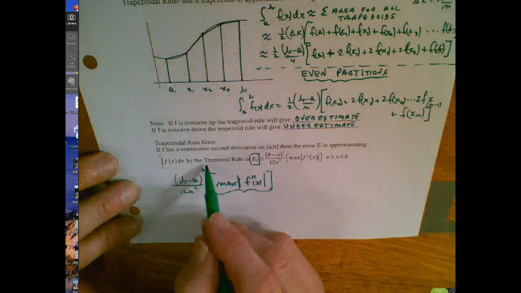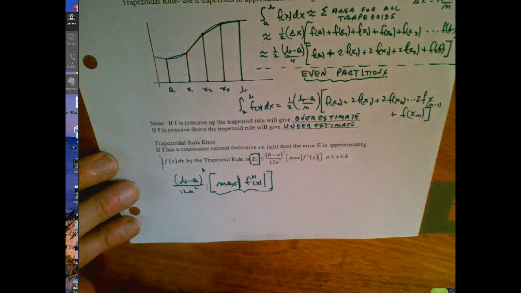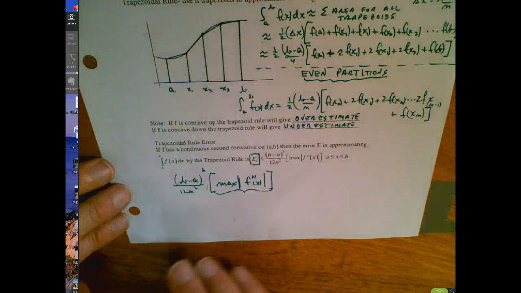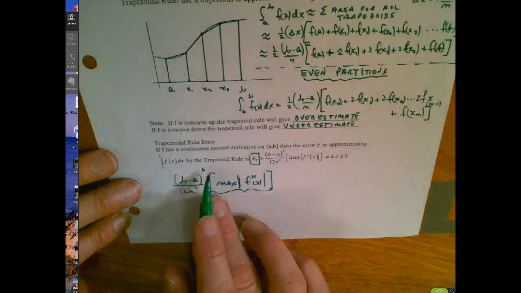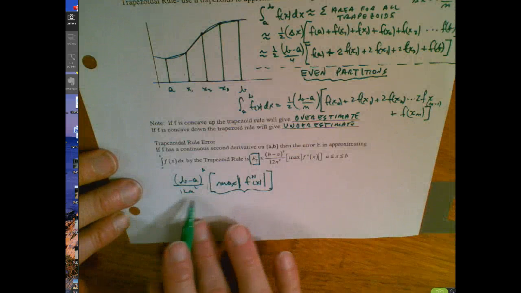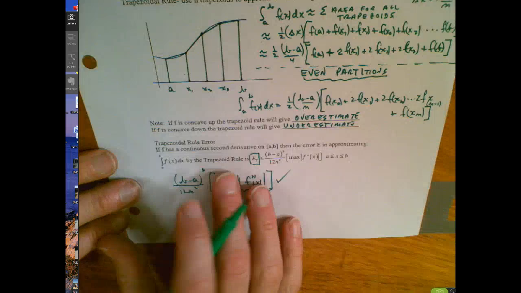So we're going to look at this, and we're going to see how this will help us out with the error down the road. Okay? So let's remember this. This is going to be (b minus a) cubed over 12n squared. We're going to remember this rule. Okay, so let's go over and do some examples now.